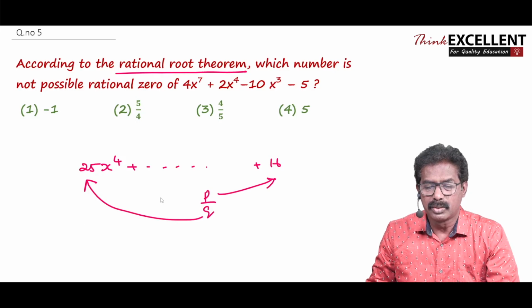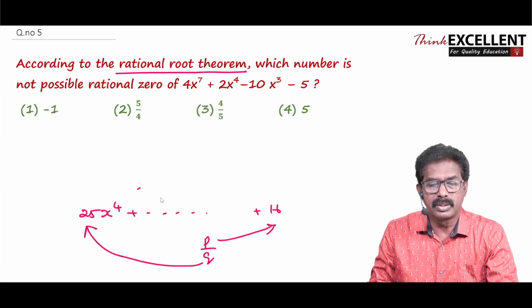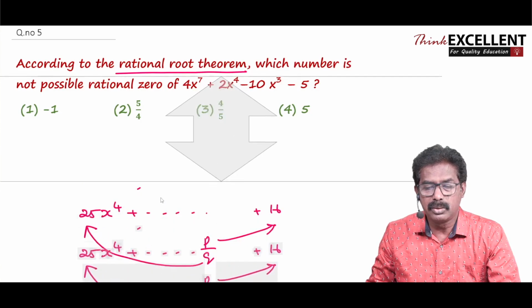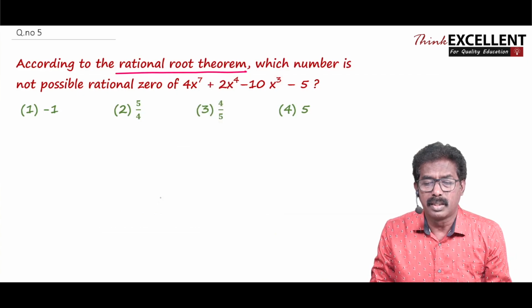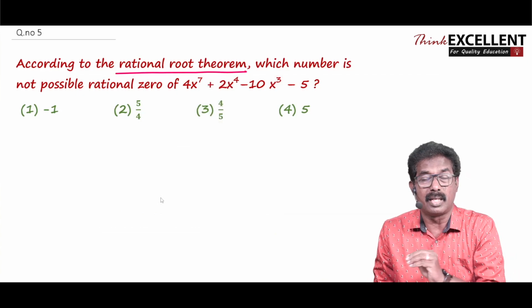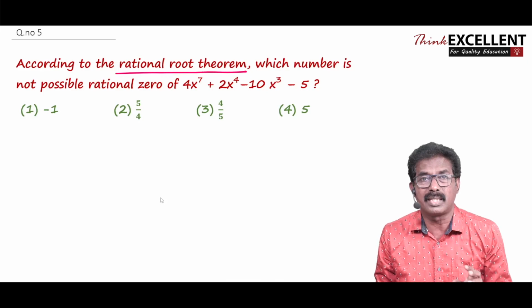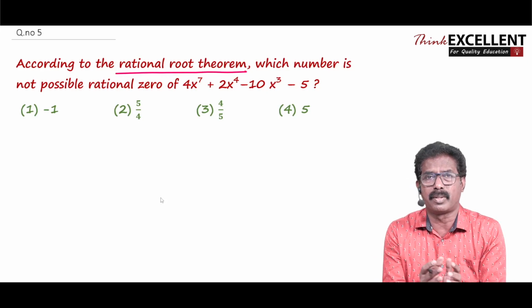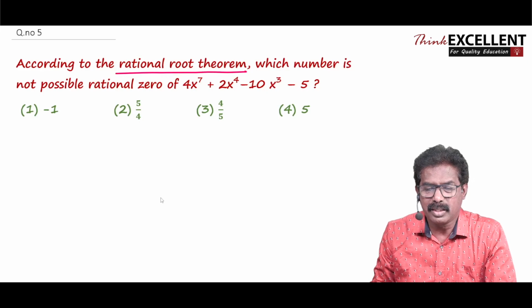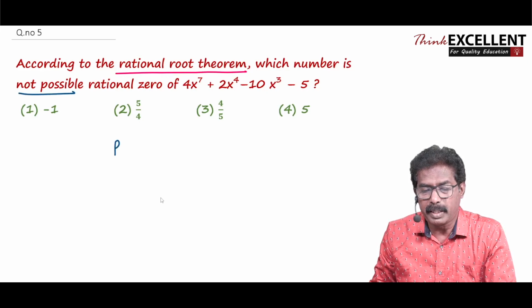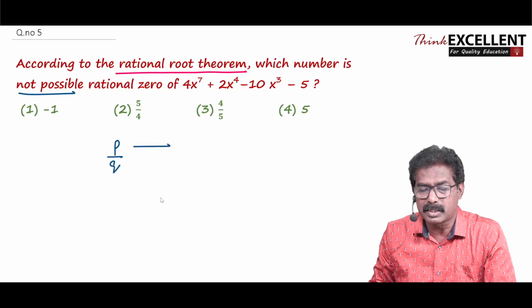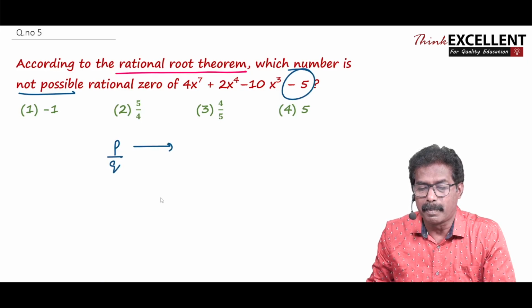Very easy one. So now please listen here. In this question, according to rational root theorem, which number is not possible? Rational root theorem itself doesn't give the exact roots. We can just guess these are all the possible roots. So according to rational root theorem, which number is not possible, they ask. See, so p by q is a root, means p must be a factor of minus 5. P must be a factor of minus 5. What are the factors of minus 5?